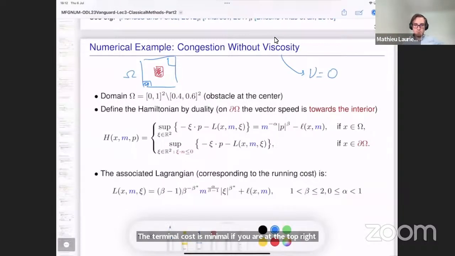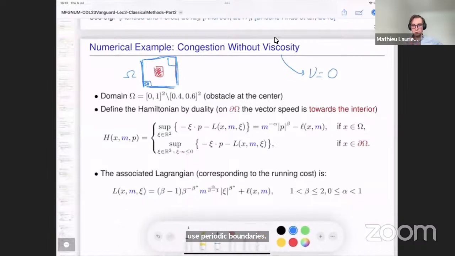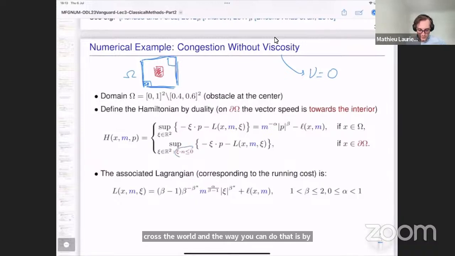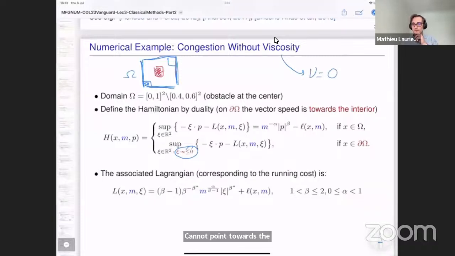You can impose boundary conditions. In particular, here we don't want the mass to be able to use periodic boundaries. So you put a constraint so that people cannot cross the walls. And the way you can do that is by changing the Hamiltonian. So here you put a constraint in the definition of the Hamiltonian. The vector xi over which you optimize cannot point towards the exterior of the domain when you are on the boundary.